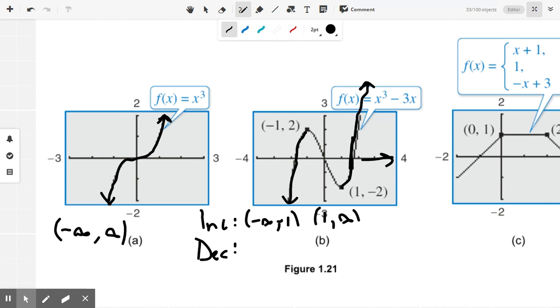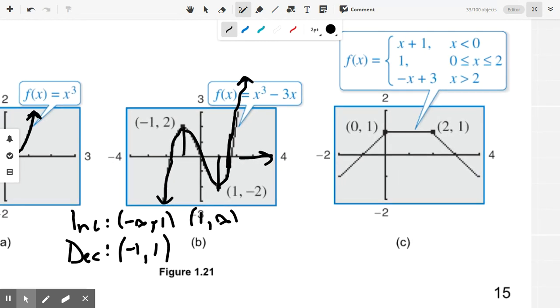Now, what is the interval that it is decreasing? It is from here to here. That is going downhill right there. So what is that interval? That is an x value of -1 to the x value of 1. It is decreasing. So all I'm doing is labeling at what intervals it is increasing and at what intervals it is decreasing. Okay.